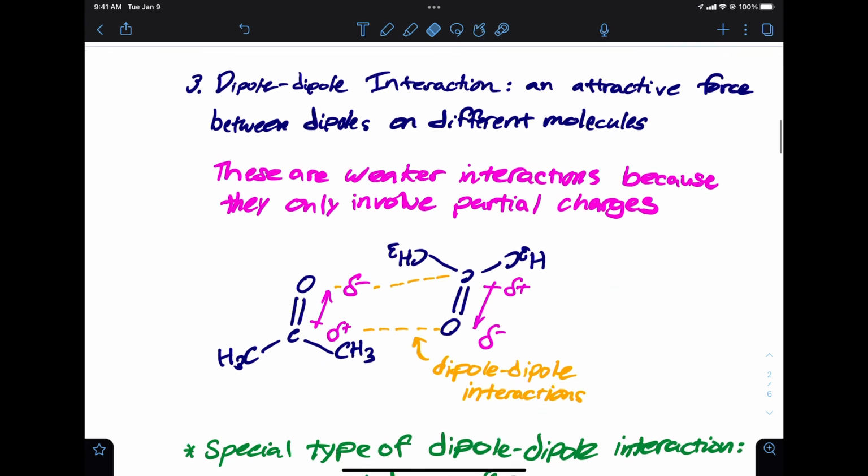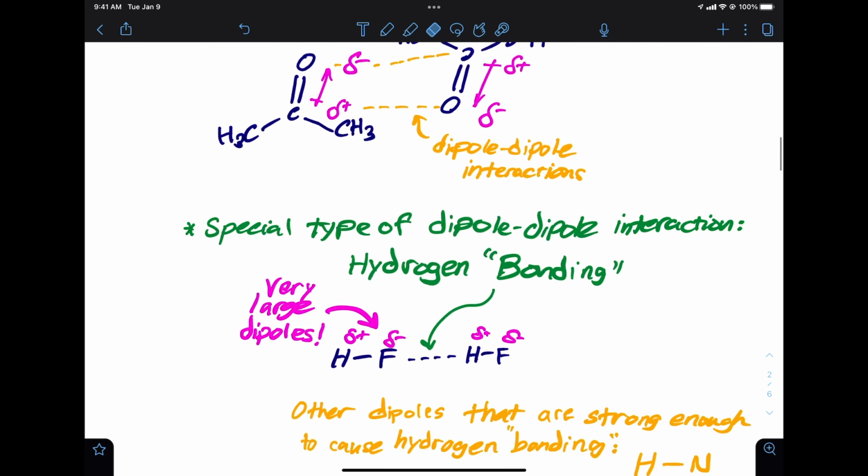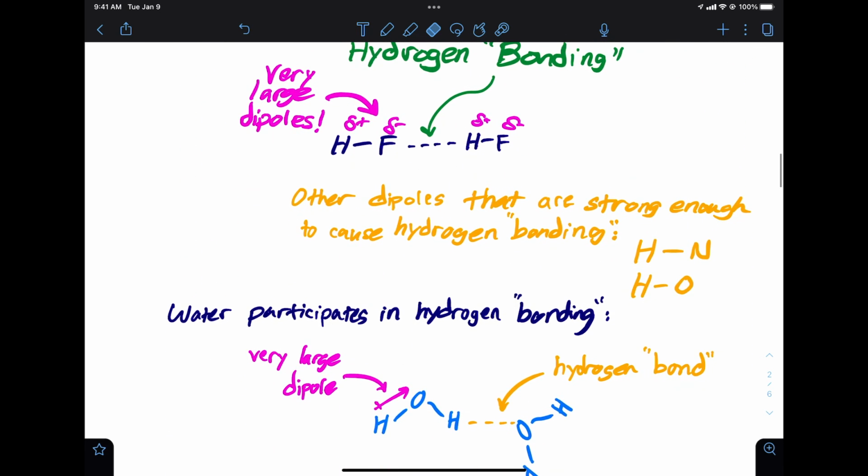Third, we had the dipole-dipole interactions, which were partial charges interacting, and we could have normal dipole-dipole interactions between average strength dipoles. But when we have particularly strong dipoles, that is to say between H-N, H-O, or H-F, then we get what we call hydrogen bonding. These are just exceptionally strong dipole-dipole interactions.